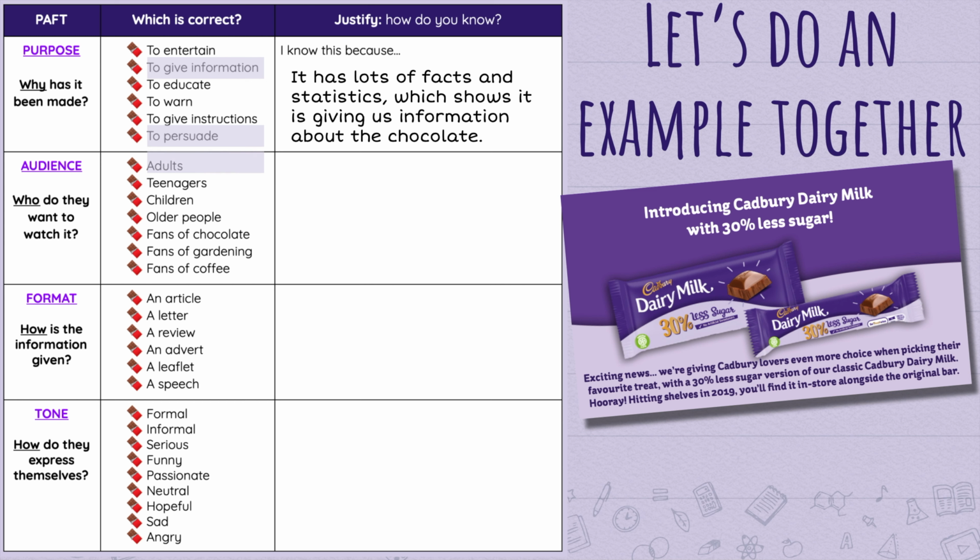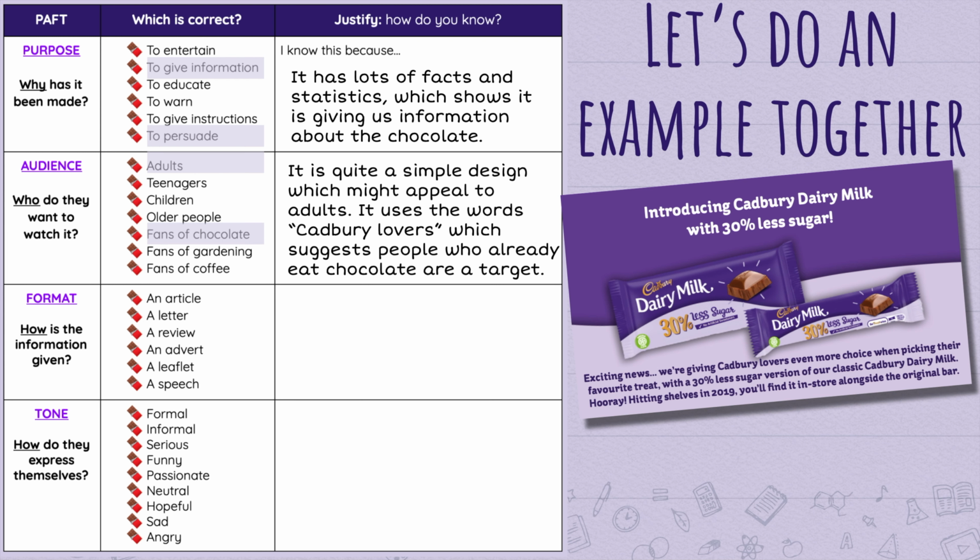So then moving on to the audience, I'm fairly certain this is targeted at adults, and I'd also say it's targeted at fans of chocolate. So I've highlighted those two and now I'm going to explain it. I've said it's quite a simple design which might appeal to adults because we're boring and we like things that are very simple. It uses the words Cadbury lovers, which suggests people who already eat chocolate are a target. So they're trying to get those people to buy this product.